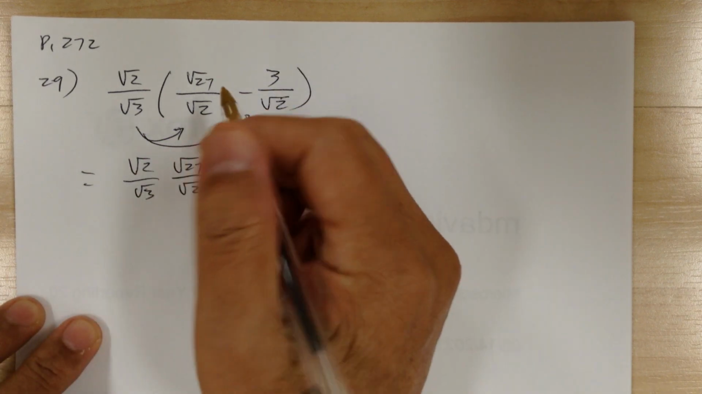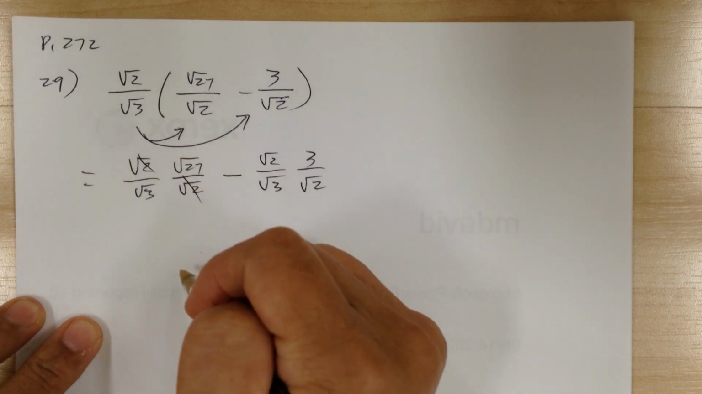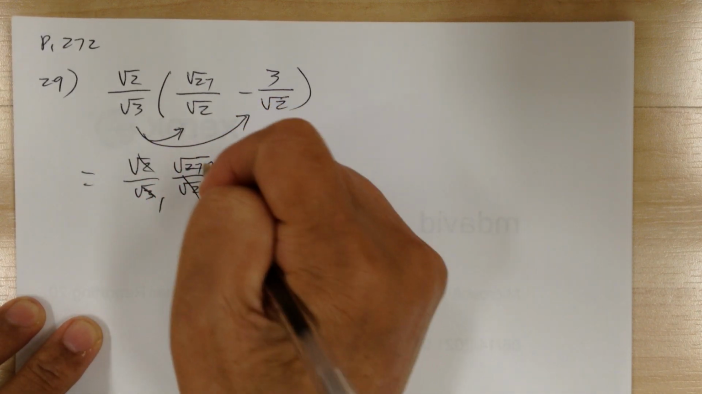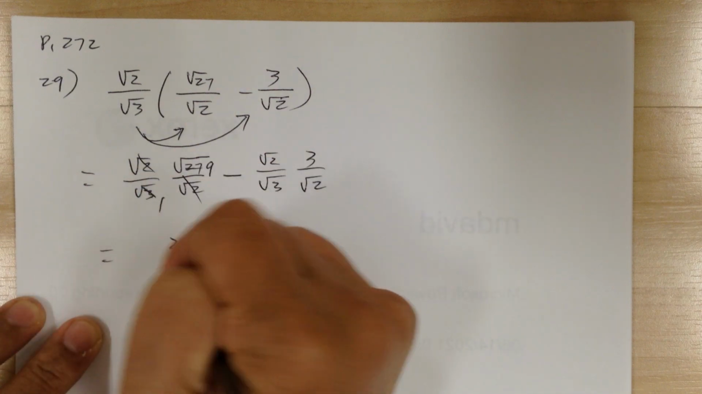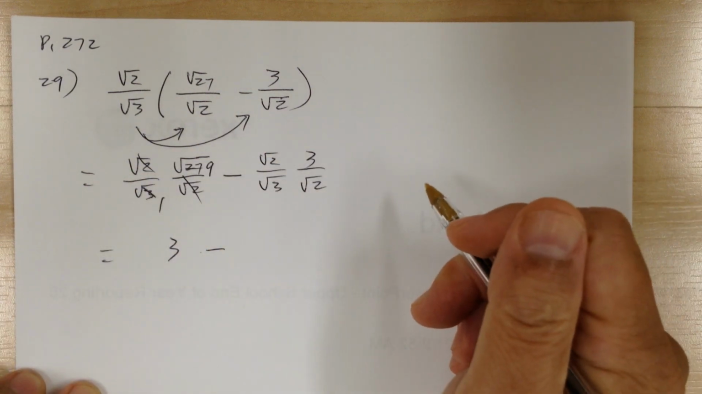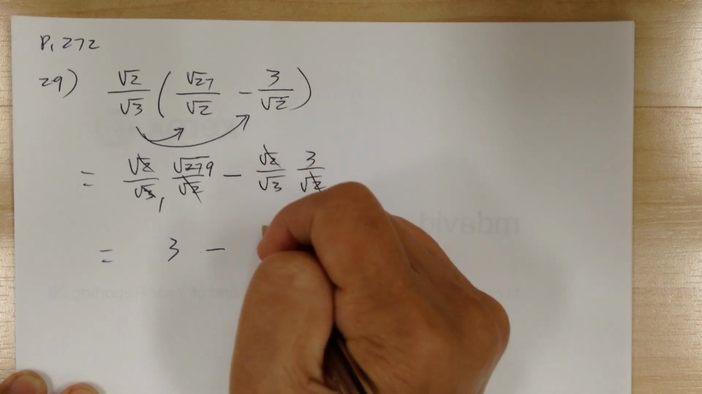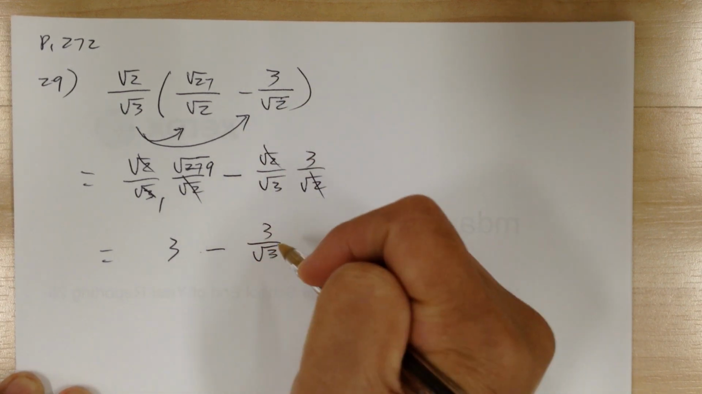Then notice I can cancel things out. Okay, this and this can cancel out. And 3 and 27 I can cancel, becomes 9. So square root of 9 is equal to 3. So again, everything all come out nice and easy. Okay, this one can cancel. So I get 3 over square root of 3.